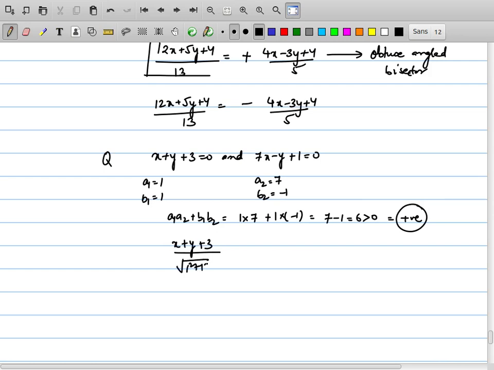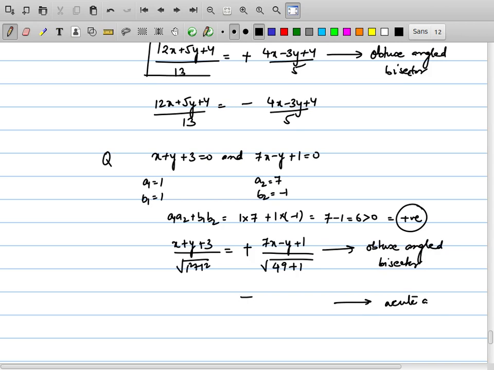Root 1 square plus 1 square. We'll take the positive sign. (7x minus y plus 1) upon root of 49 plus 1. And this will give us straight away our obtuse angled bisector. And if we take the negative sign, that will give us the acute angled bisector. We can obviously solve this, there's no hassle in this. Had the sign been negative, we would have taken the negative sign and solved the equation to get the obtuse angled bisector.